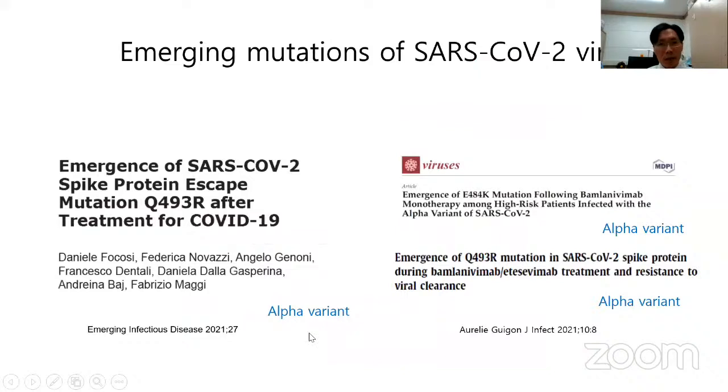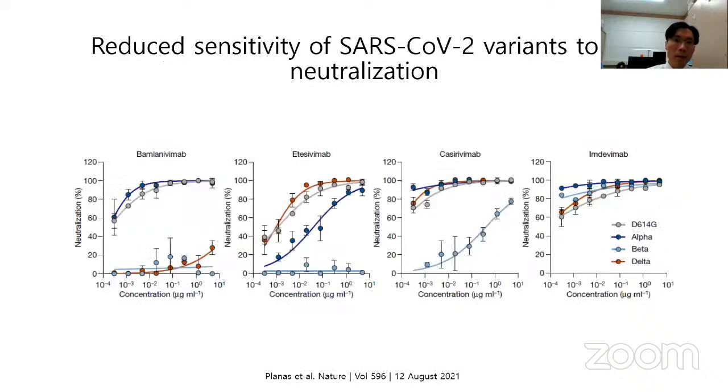However, there are some studies reporting concerns about the emergence of SARS-CoV-2 virus mutations. So I think that as the frequency of the use of monoclonal antibodies increases, we need to be cautious about the emergence of these virus mutations. Also, there are some concerns about reduced sensitivity of SARS-CoV-2 variants to this antibody therapy. These results were published in Nature.